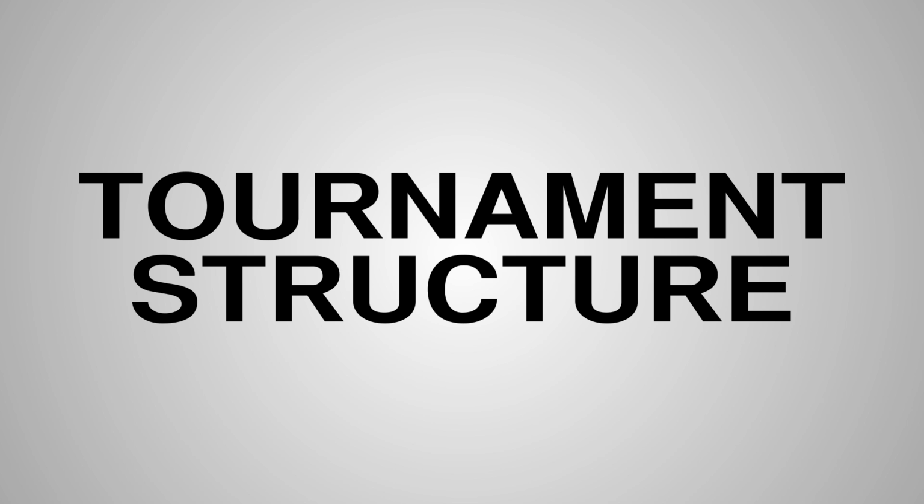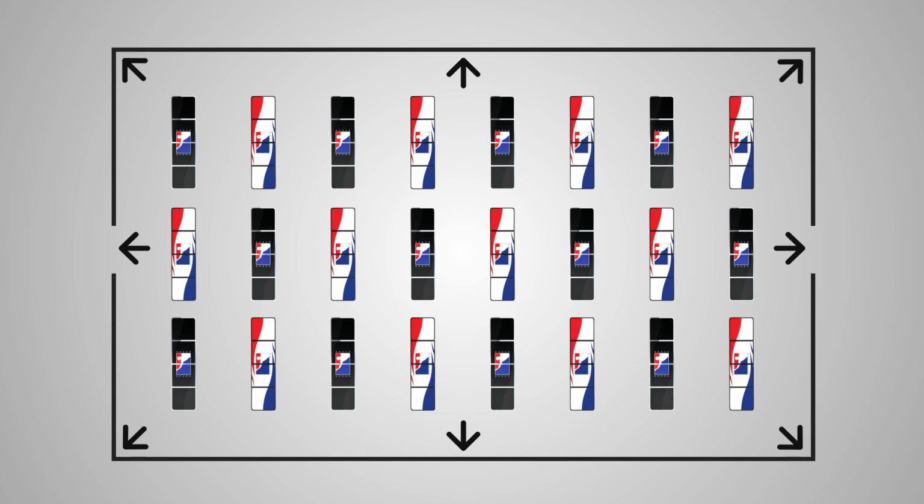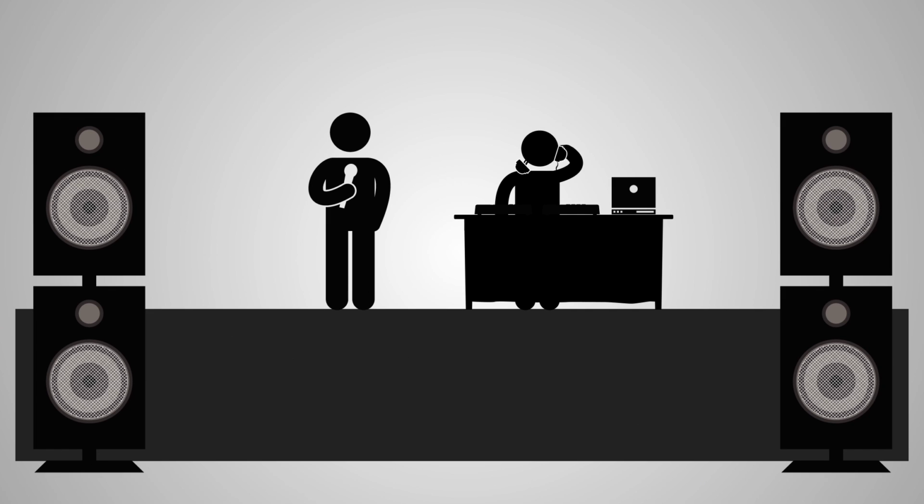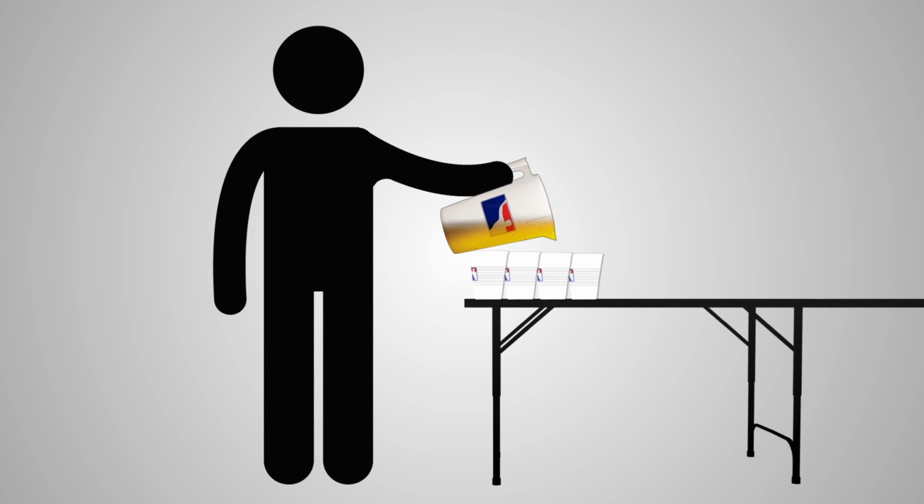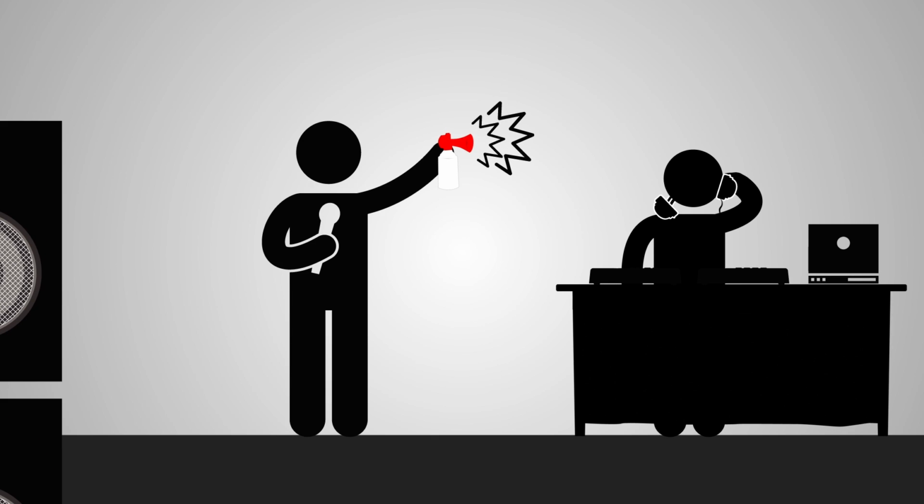Tournament structure. Players should remain outside the playing area until each round is called. Once the round is called, players may enter the playing area and begin filling their cups. The round begins at the sound of the air horn.